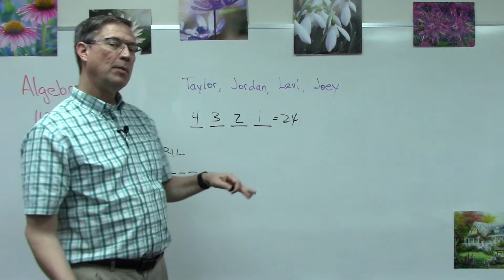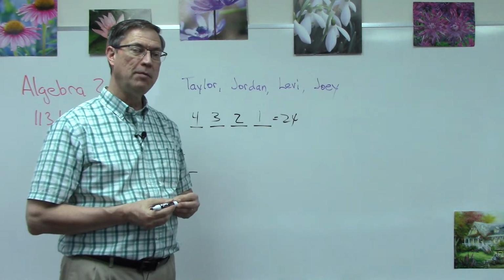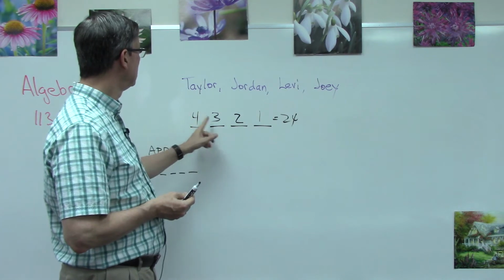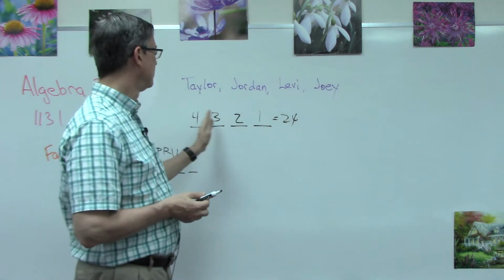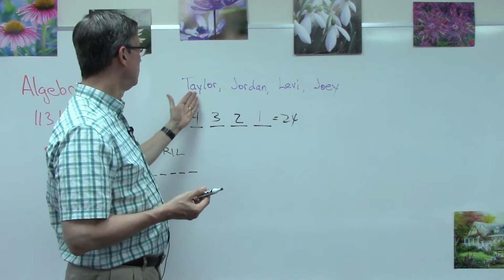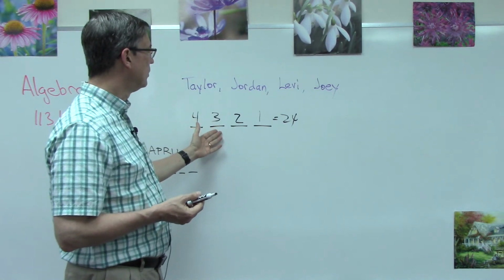Now this is different than what we did in the previous one because we do not have clones of these students. So I can't say I could have Taylor sitting in all 4 and Jordan in all of them and have 4 times 4 times 4 times 4, because I only have 1 of each person. So once you put somebody in this seat, now there's only 3 to choose from to go in this one, etc.